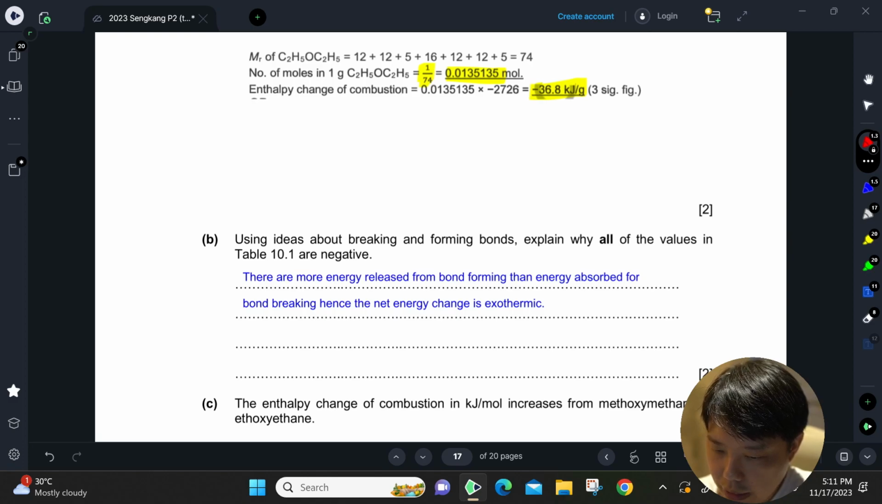Explain why the values are all negative. Combustion, of course, is negative, because there's more energy released from the bond forming than the energy that's absorbed for bond breaking. So all combustion is exothermic.